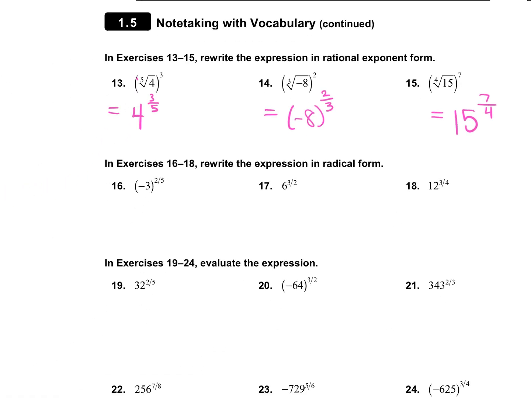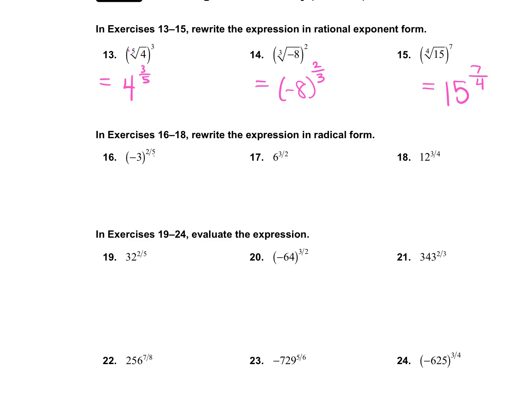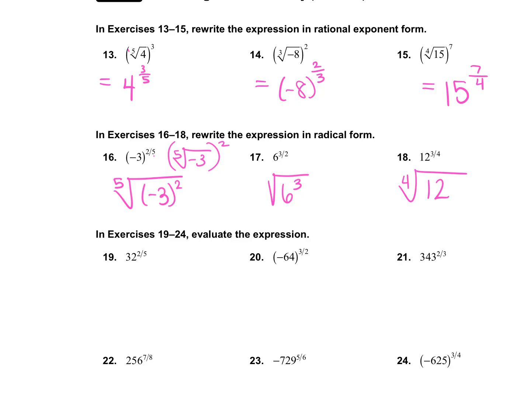Okay. Then, whatever that root is, the denominator is the root. So 5th root of negative 3 squared. And it really doesn't matter if you have it like that or like this. I mean, it's fine. It means the same thing. Square root of 6 to the 3rd. 4th root of 12 to the 3rd.